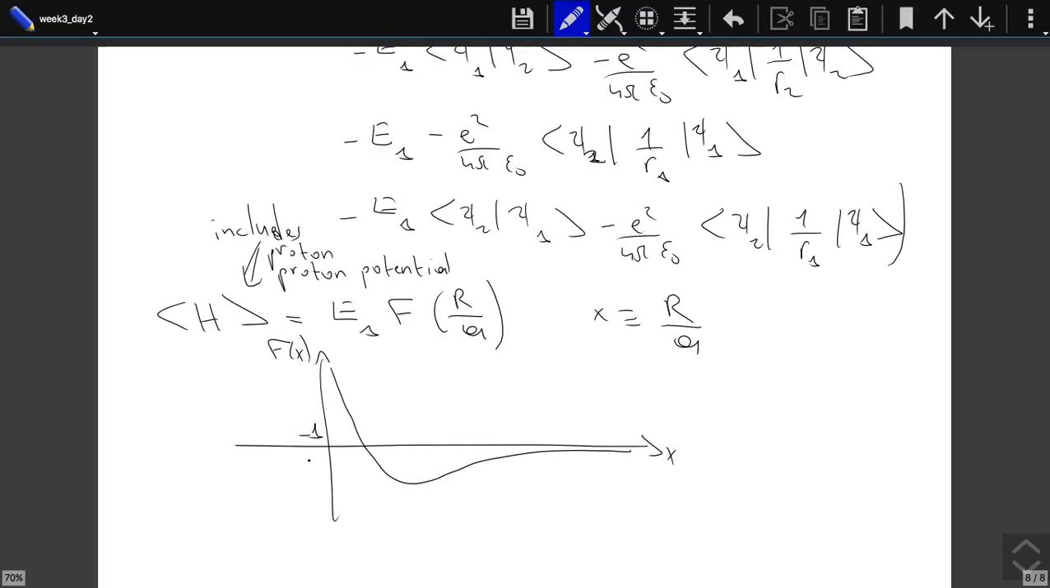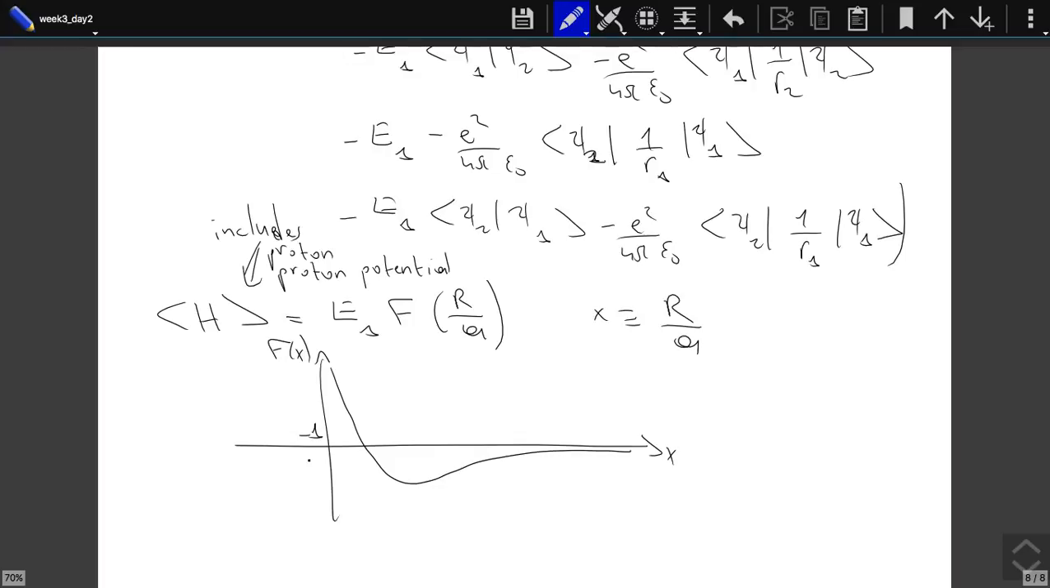So this minus 1 is critical, because this minus 1 is the energy of the system where we have a hydrogen atom plus some other proton somewhere else. If f was always larger than minus 1, that would be an upper bound for the ground state energy. So if the energy was always larger than minus E1, then to minimize the energy of the system, the other proton would just go away. You would end up having a hydrogen atom plus a proton. The system wouldn't be bound.